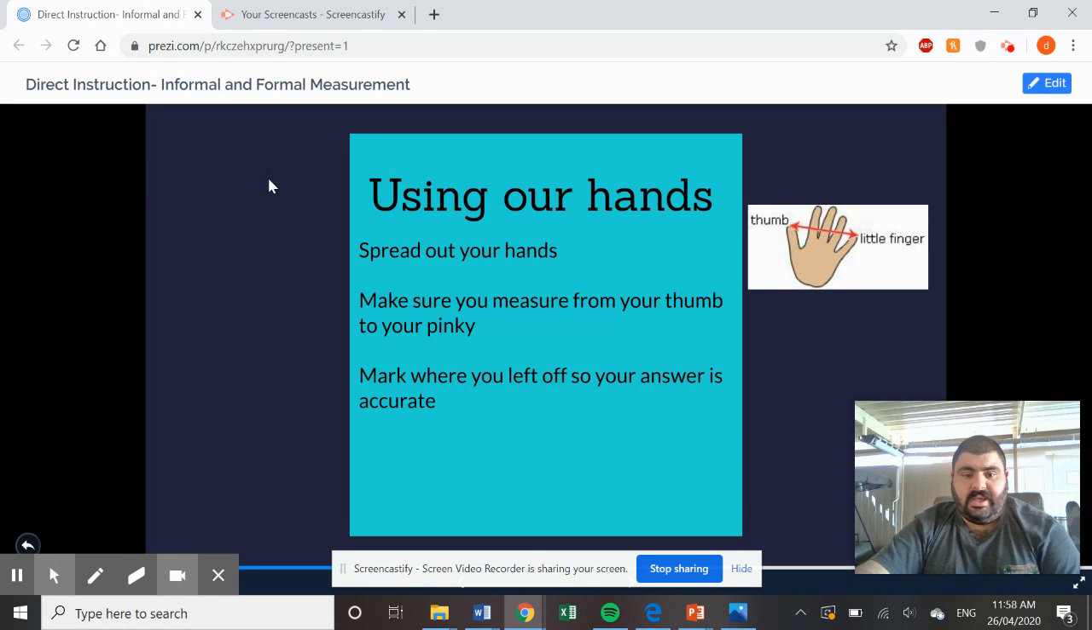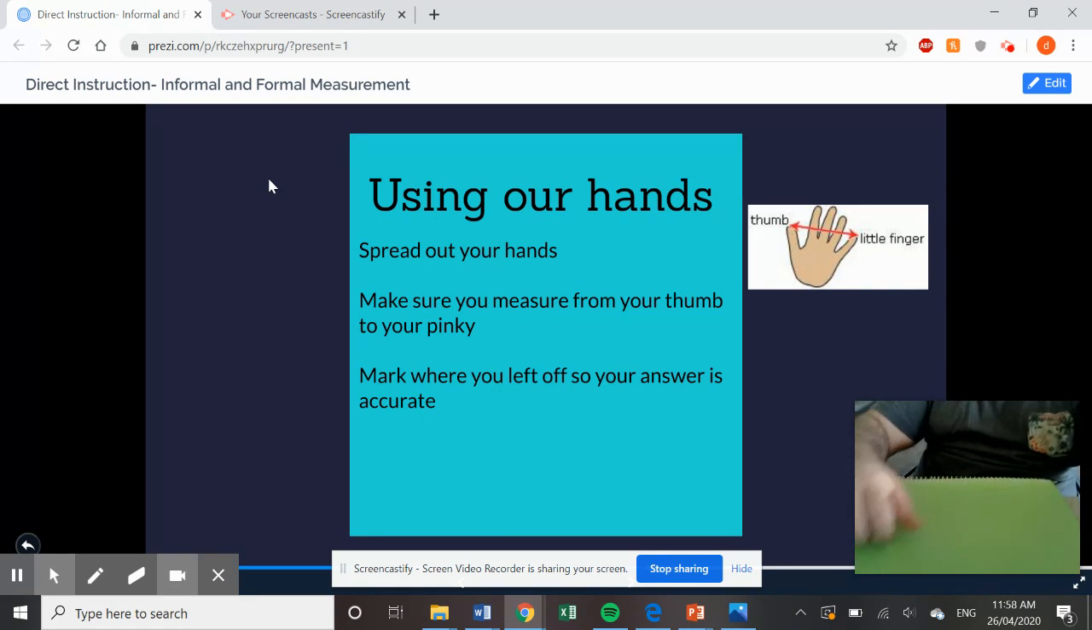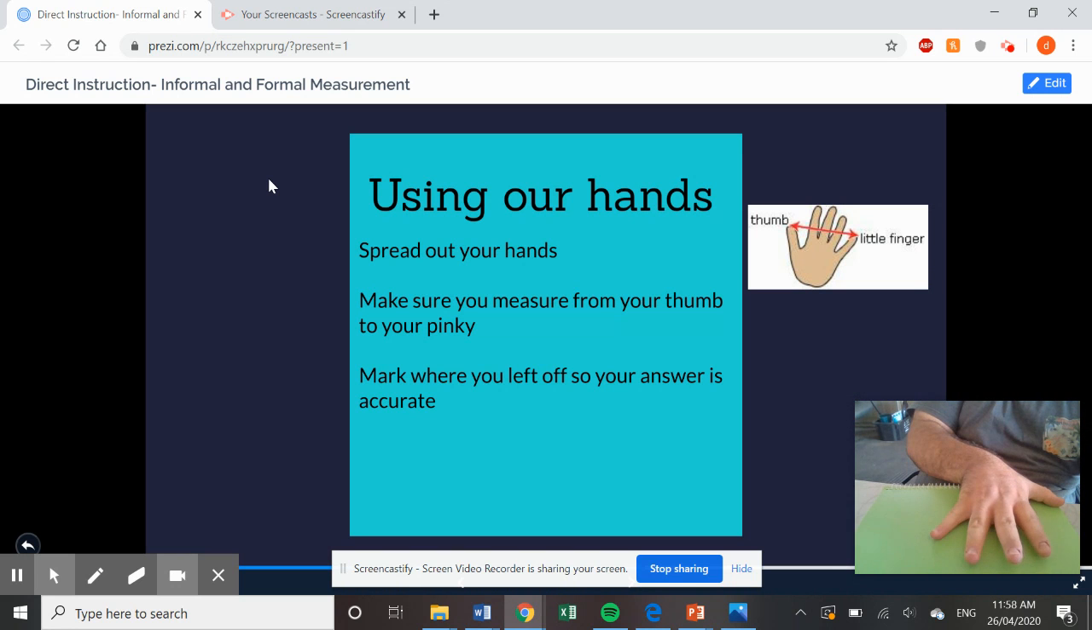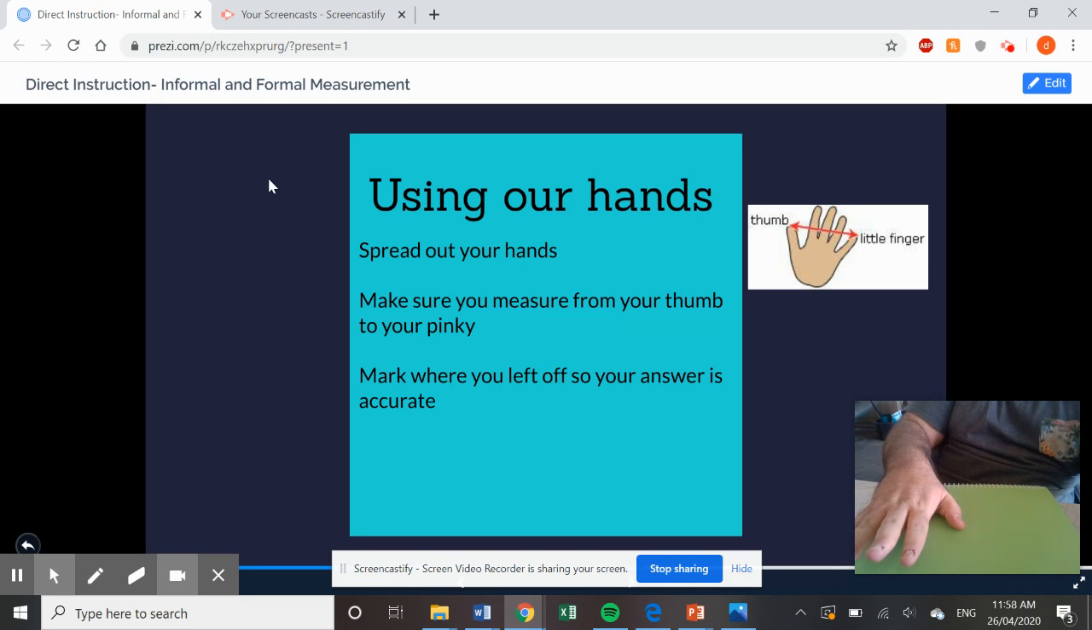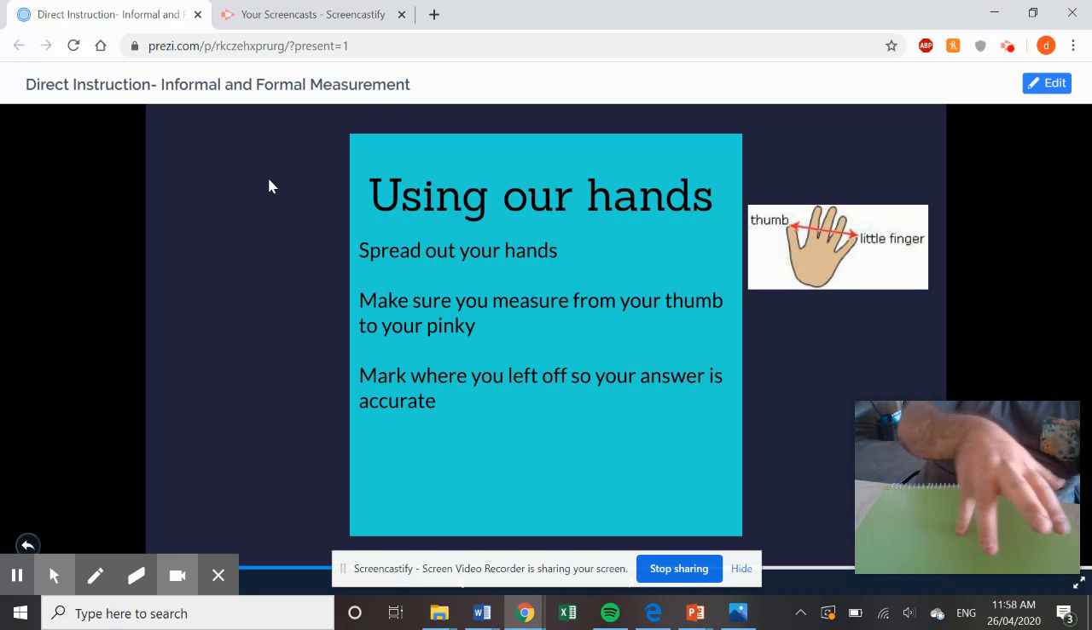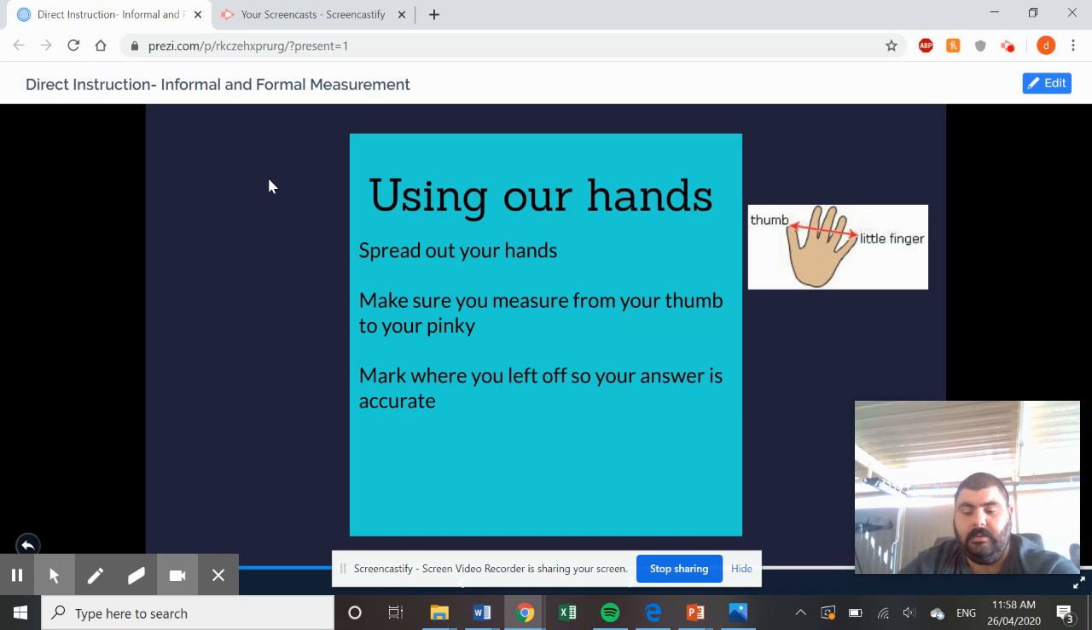Make sure when you use your hands, you spread out your hands and don't put them together like this. Also, make sure you measure from your thumb to your pinky and mark off where you left off when you're measuring something more than one handspan. For example, when I'm measuring my book, starting from the beginning, spreading out my hands, meeting in the middle to mark where I've left off, and then continuing, meeting in the middle, and then marking off. And that's 2 handspans for my book.